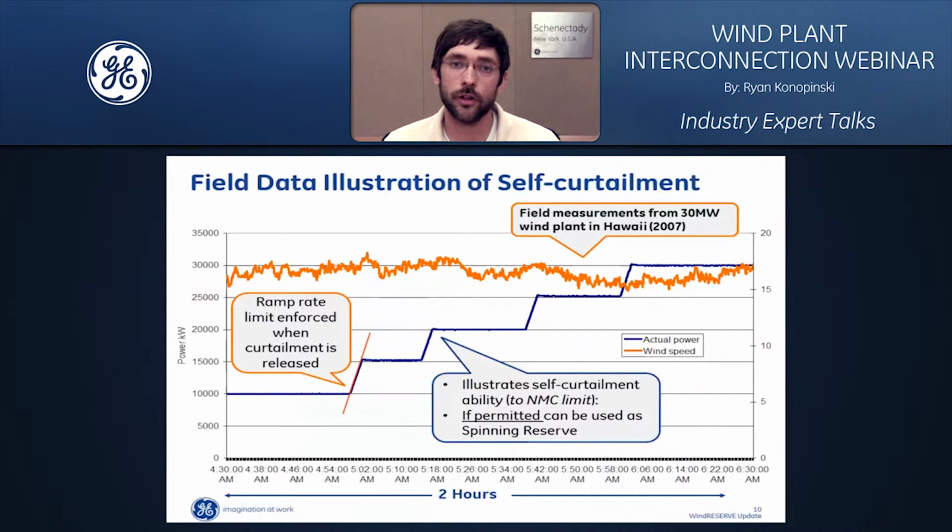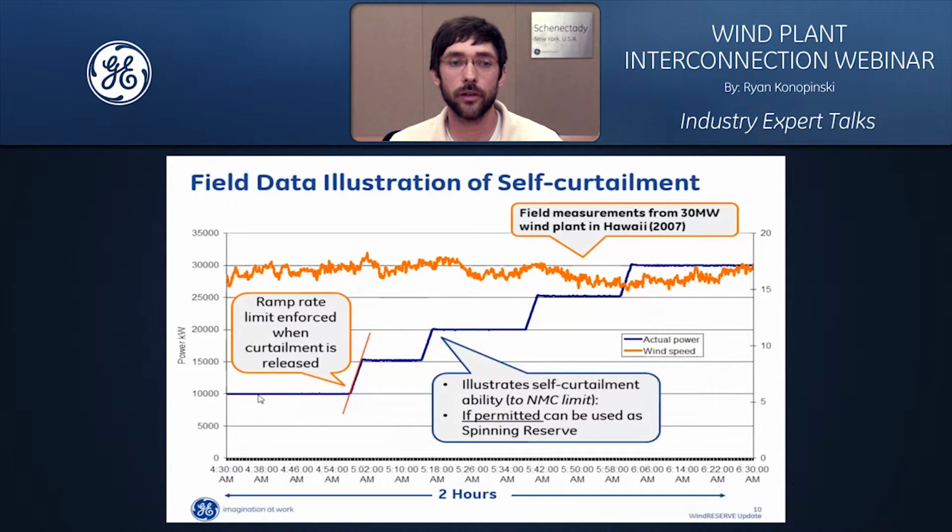This slide introduces the self-curtailing mechanism that could be utilized in conjunction with the concept of net maximum capacity. What we're trying to do is illustrate some field measurements from an existing 30 megawatt facility. This is a wind plant in Hawaii, and this dates back to 2007. This is illustrating existing technology that's in use in the field right now. The slide shows a 2-hour window of field data measurements, and testing that's been performed over a window of 1 hour.